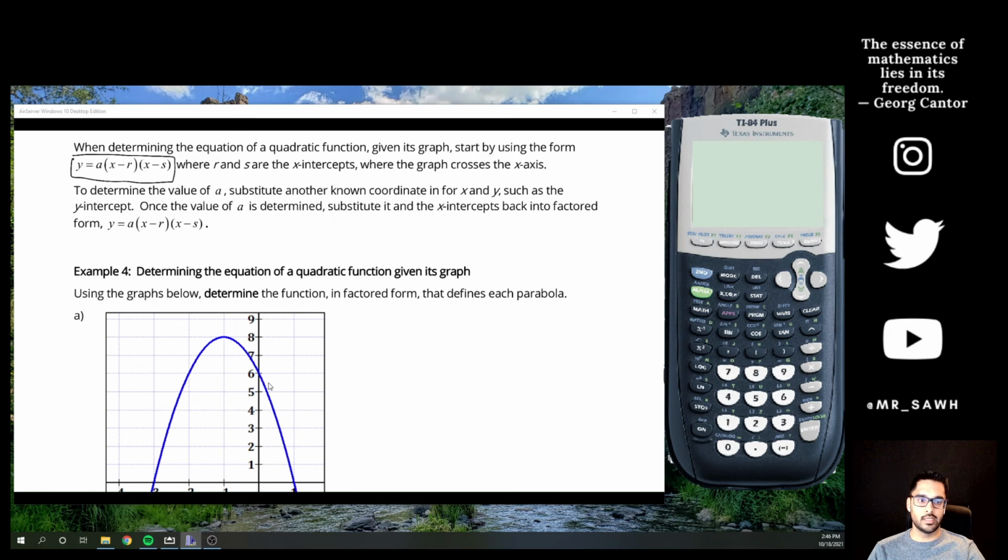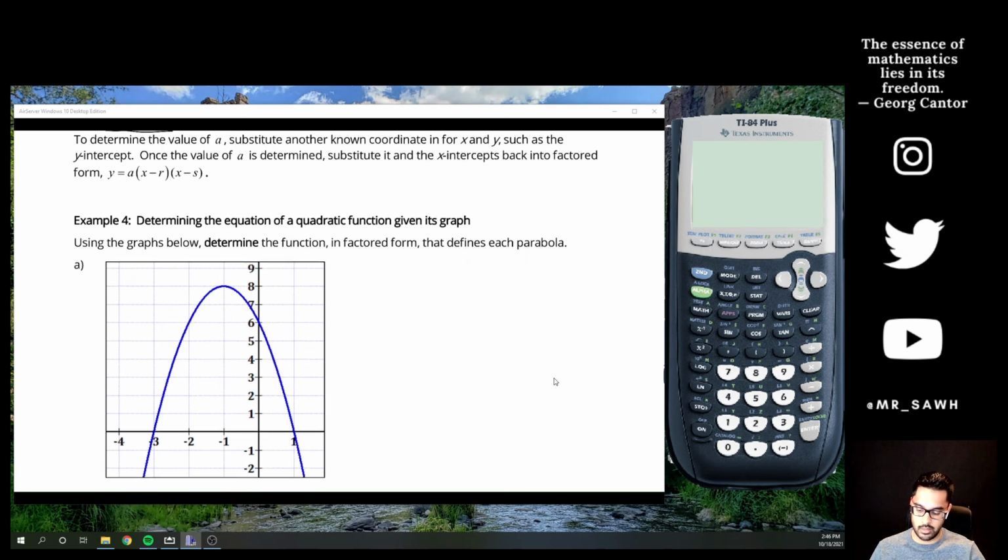And in order to do this, we need some points. The two that we need are the x-intercepts for sure, and then we just need some other point on the graph. It doesn't matter what it is, but just some other coordinate pair. Okay, so using the graphs, determine the function in factored form that defines the parabola.